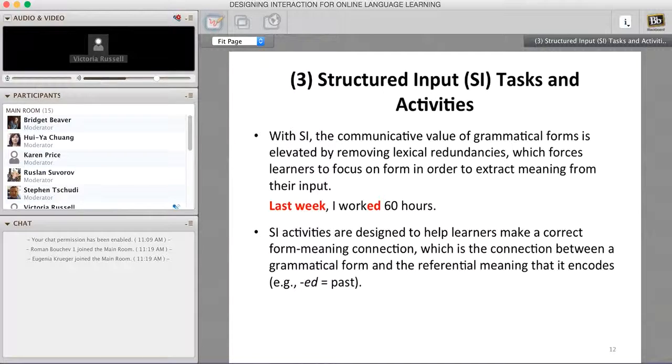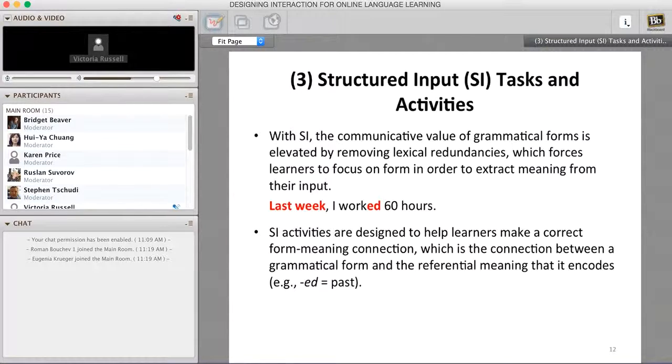When creating structured input or structured input activities, it's really important to remove the lexical redundancies within the sentence because learners are going to process content words before they process inflectional morphemes when both encode the same meaning. In the example here, last week I worked 60 hours. Learners are going to process last week in order to understand the time reference of the sentence, and they will completely overlook the bound inflectional morpheme ed, which is redundant in this sentence.